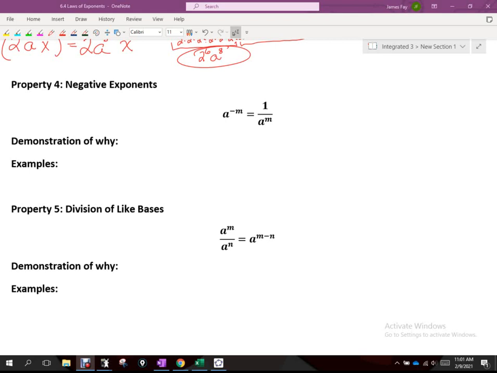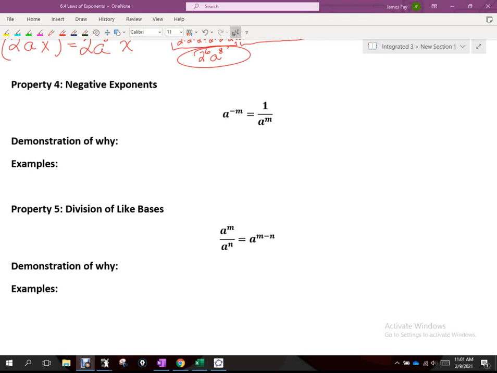Oh, sorry. So if I do multiplication of like bases, you do what with the exponents? We add them. Okay, that was the first property we talked about yesterday. If we're going to divide like bases, what do you think we do with them? We subtract them. Okay. Now we're going to subtract numerator minus denominator.